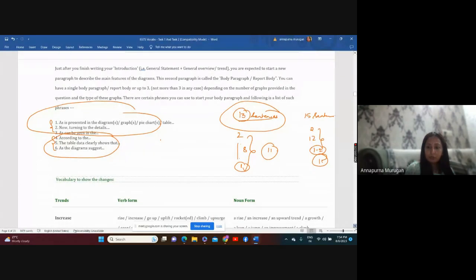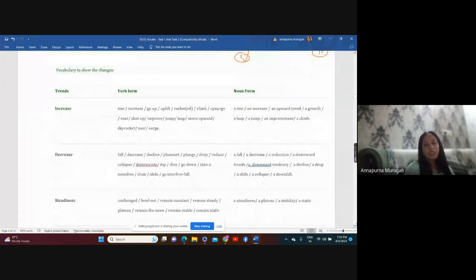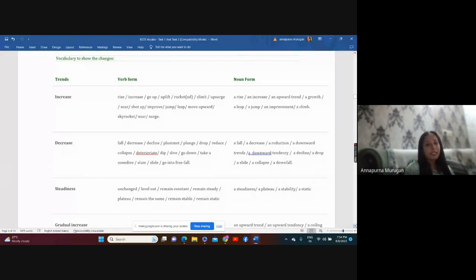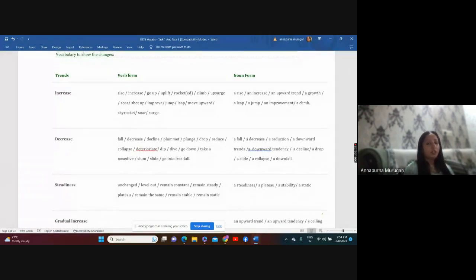Now when it comes to data, ma'am, so many numbers and all. We can't always use increase, decrease, and everything. So what should we do? Don't worry. Increase, decrease, steadiness, gradual increase, we have all these words which you people know. It is all in your subconscious mind. When you look at this, you say, we know this. You know that, but it is in your subconscious mind. When we are writing, it won't be in the active state.